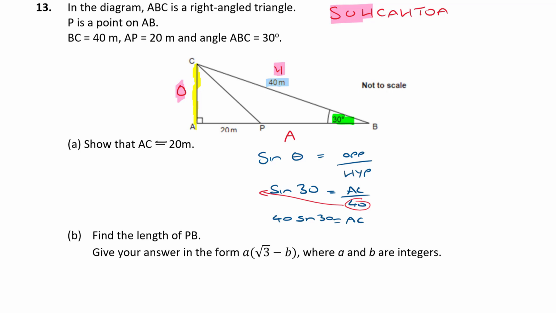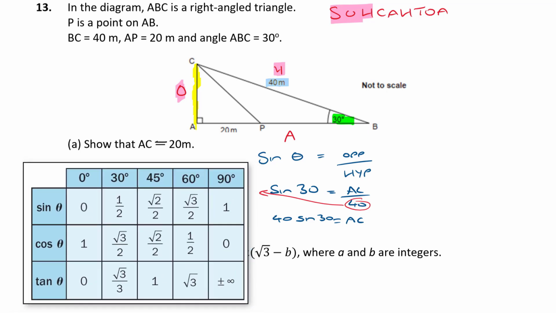So am I stymied? Nope, because you should remember your exact trig values, shouldn't you, for angles 0, 30, 45, 60, and 90. If you didn't remember those, why not? You need to know them for your exam, don't you? There are various ways of remembering these values, but you should remember that the sine of 30 is a half.